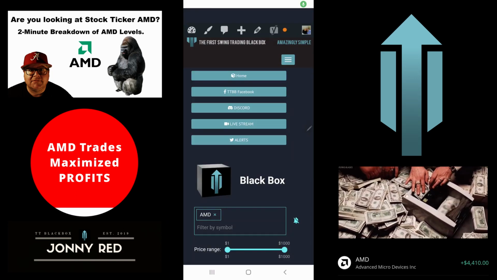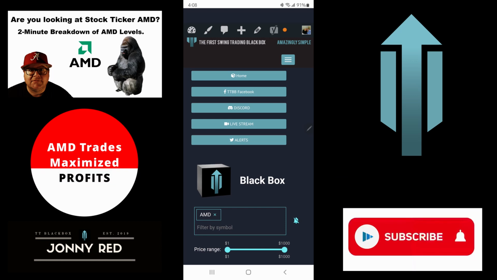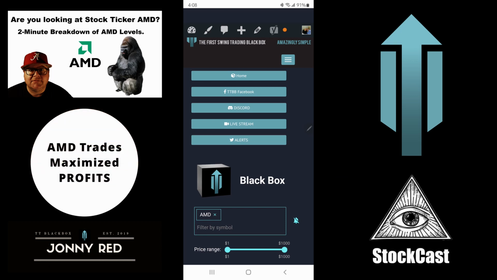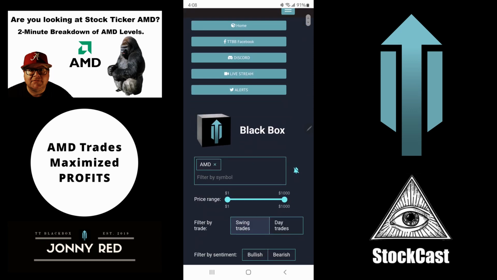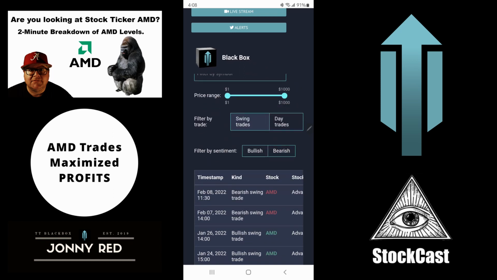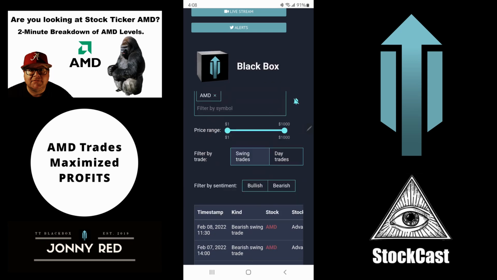I just wanted to take a second to show y'all the TT Blackbox on mobile. I wanted to give you an idea of why I was looking at AMD as a bearish trade today. If you look on the Blackbox and scroll this up, you can see that on Wednesday, after we sold out of the calls that we had played earlier in the week, Tuesday and Wednesday, this started to alert as a bearish swing trade.